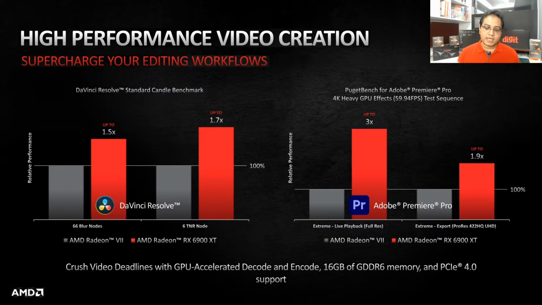Now, exports are primarily CPU bound when you're looking at these video editing applications, but when you lay on a lot of GPU effects, those things are then offloaded to the GPU for processing and they become GPU bound. So that's where GPU helps with video editing applications. And in DaVinci Resolve, we see up to 1.7 times the performance.